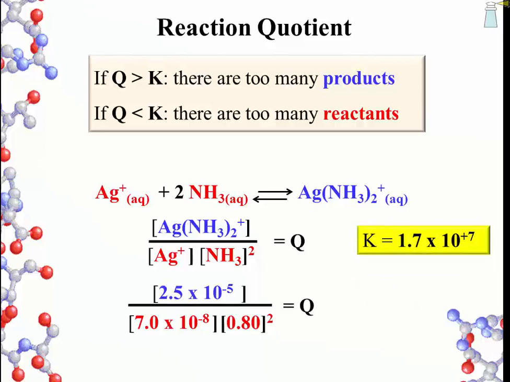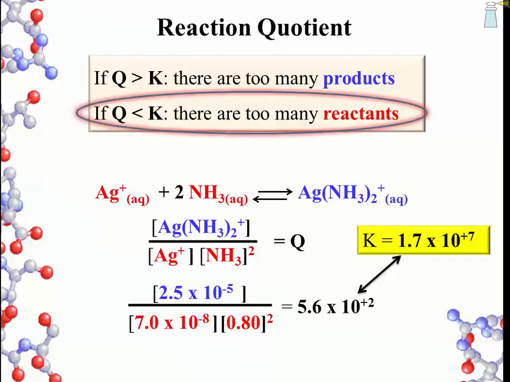Is this reaction at equilibrium? Well, just looking at the concentrations is not going to tell us. We need to do the math. This set of concentrations gives a Q of 5.6 times 10 to the 2nd. Comparing this value to K shows Q to be smaller than K. If Q is less than K, there are too many reactants compared to products. The forward reaction moves at a larger rate as reactants are turned into products.